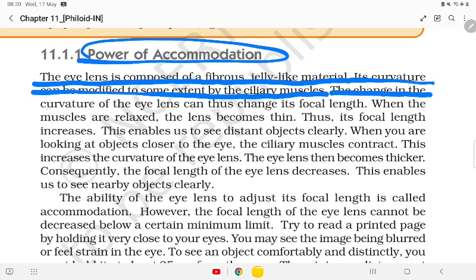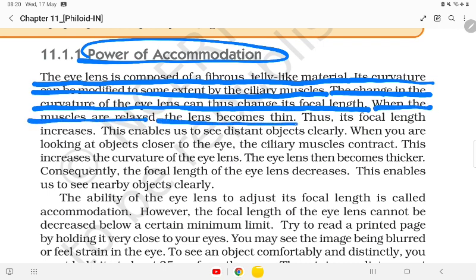The change in the curvature of the eye lens can thus change its focal length. When the muscles are relaxed, the lens becomes thin. Thus, its focal length increases. This enables us to see distant objects clearly.